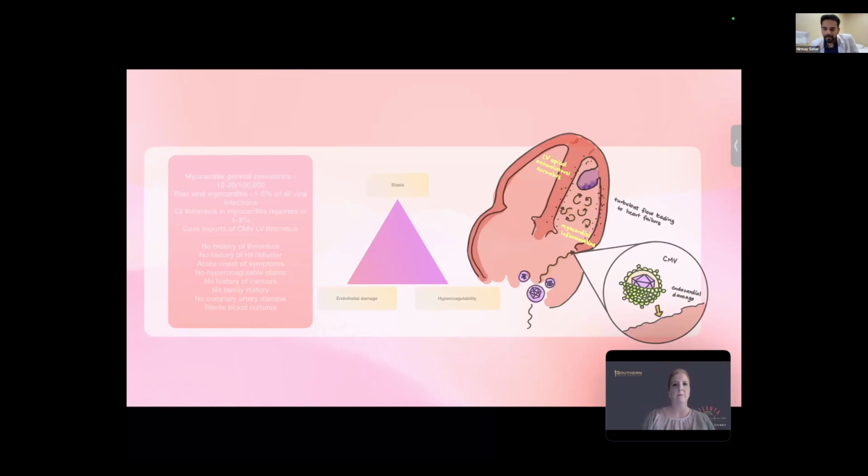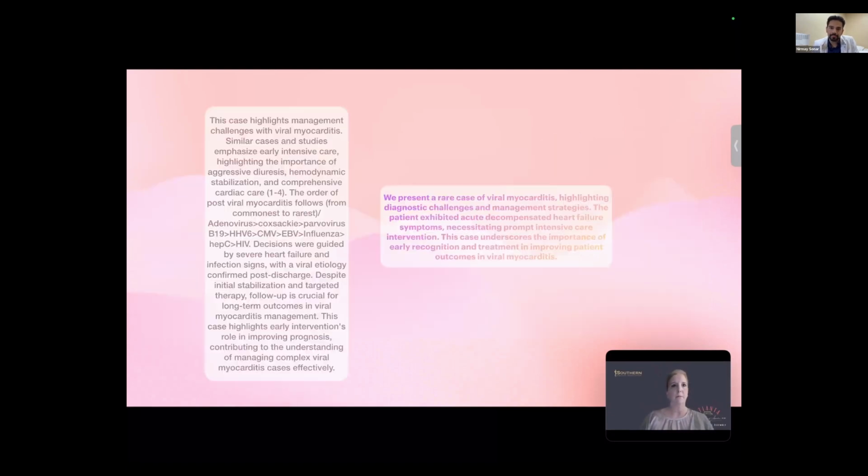Then we looked at the literature. It seems like CMV, while not common, can lead to myocarditis. That's how the theory of endothelial damage came in, as you see in the diagram. Turbulent flow makes the Virchow triad conditions met, and that's how this patient had a clot. We also want to highlight that in viral myocarditis, the commonest causes, from commonest to rarest, are adenovirus, then Coxsackie, parvovirus, HHV, CMV, Epstein-Barr, and so on.